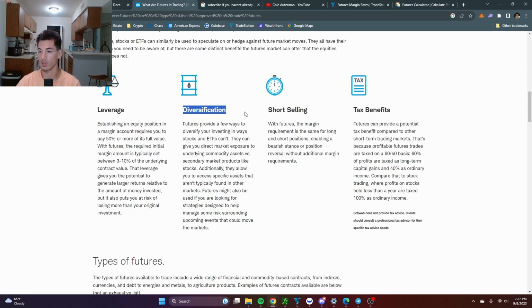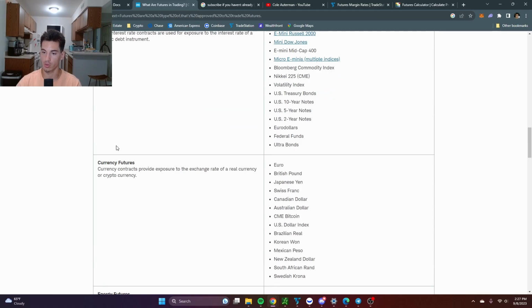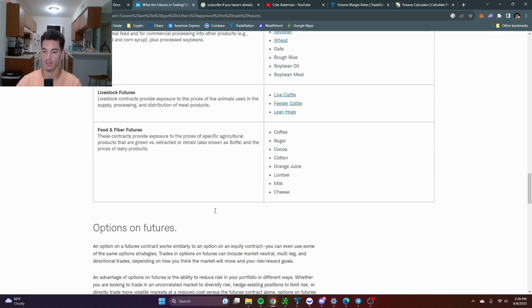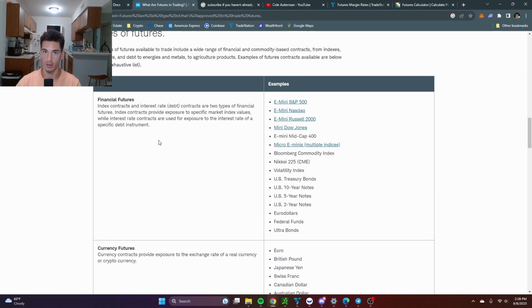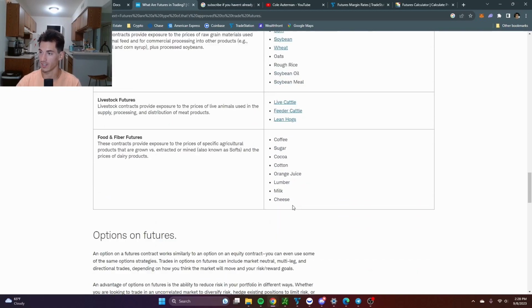So they have diversification. Basically, you can trade a bunch of different stuff. Financial futures, currency futures, energy futures, metal futures, grain futures, livestock futures, food and fiber futures. A ton of stuff. This is way more than you would ever need.